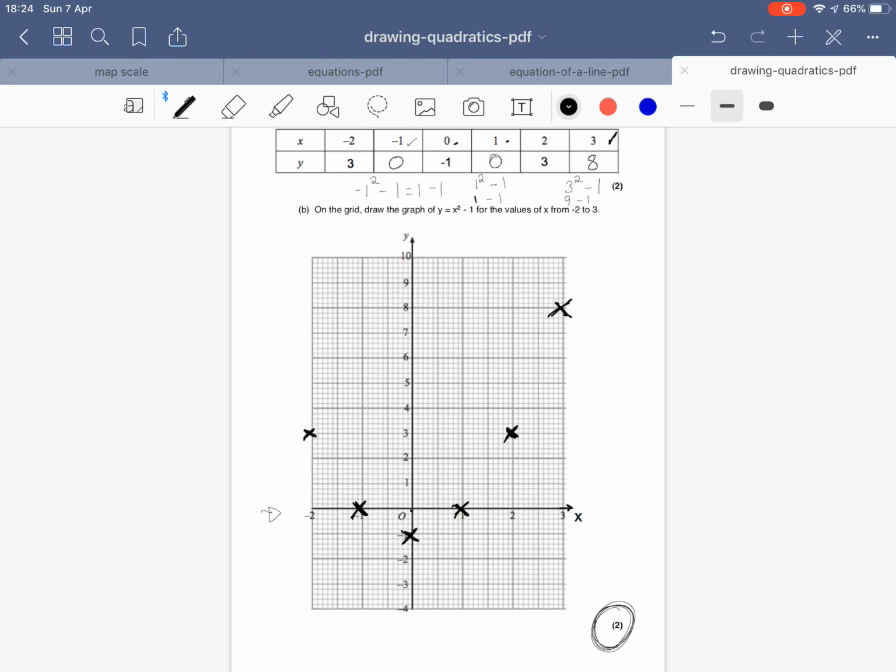So I've got my 2 marks on the table. Now I'm going to join them up with a nice curve, not a straight line. So my curve is going to be a bit wonky, but it's going to go up like so. So it's in a nice U shape, and that's fine.